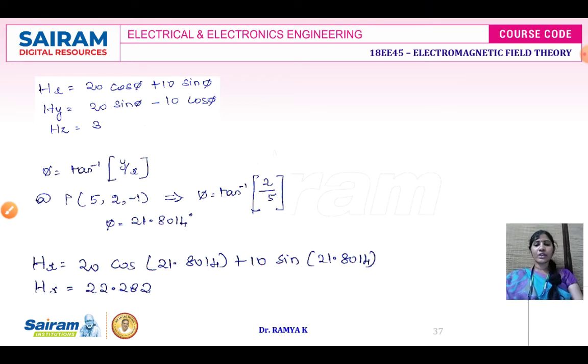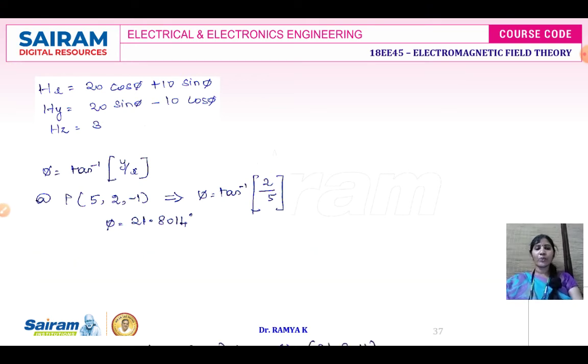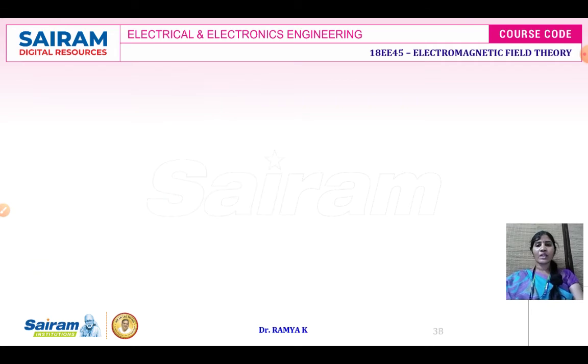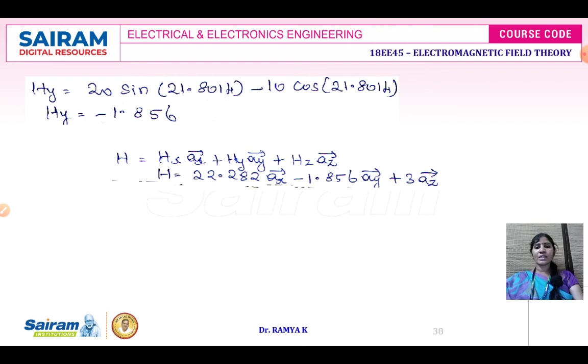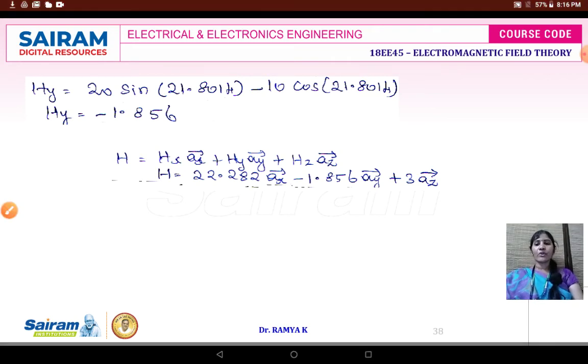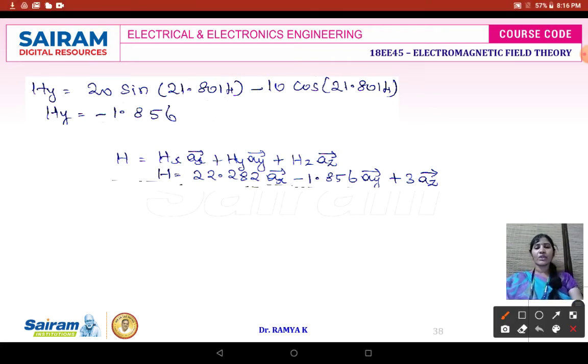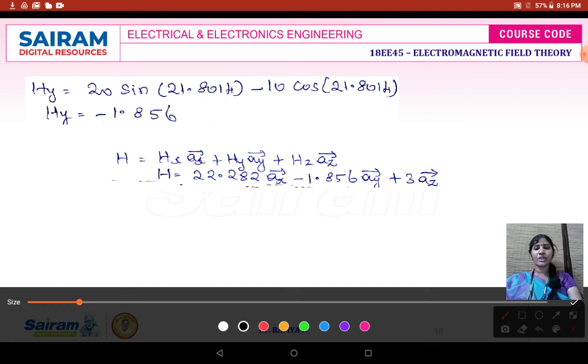So when you substitute, you are getting hx is equal to 22.282, hy is equal to minus 1.856 and hz is equal to 3, which is already given in the problem. So the total value of h in the Cartesian coordinate system is: h vector equals 22.282 ax vector minus 1.856 ay vector plus 3 az vector.